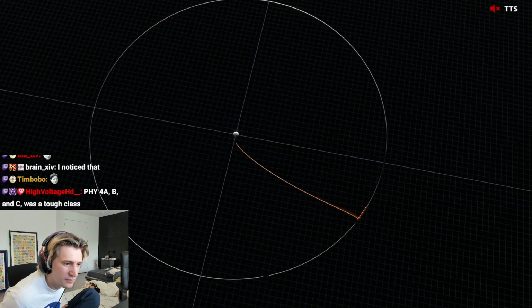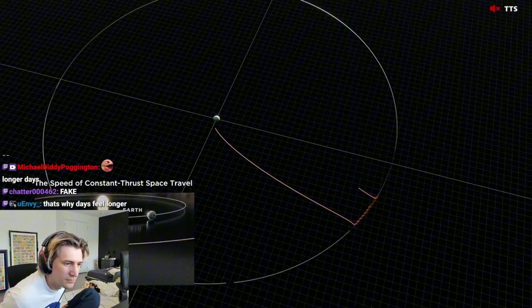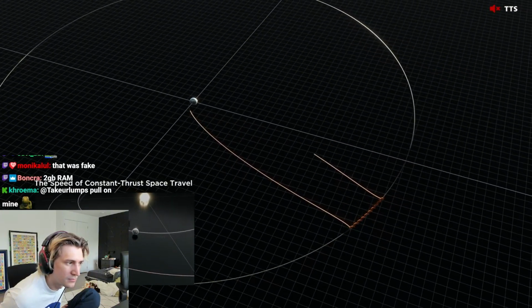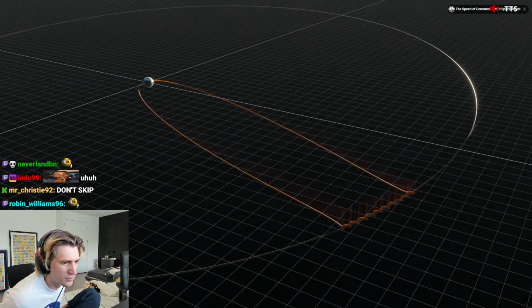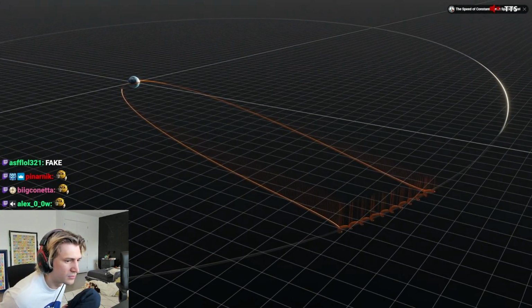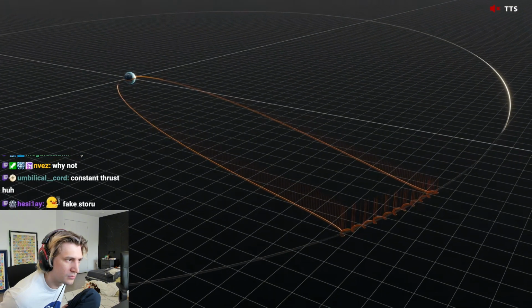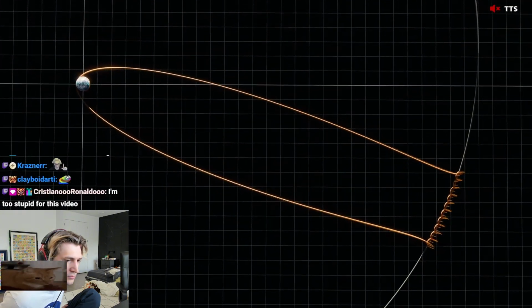We look at this orbit. If you're a space nerd, and maybe you saw my video on constant thrust space travel, you know that we don't travel in straight lines usually. Orbits don't look like this. They're smooth arcs. So why does this basically look like a straight line Earth-to-moon trajectory?